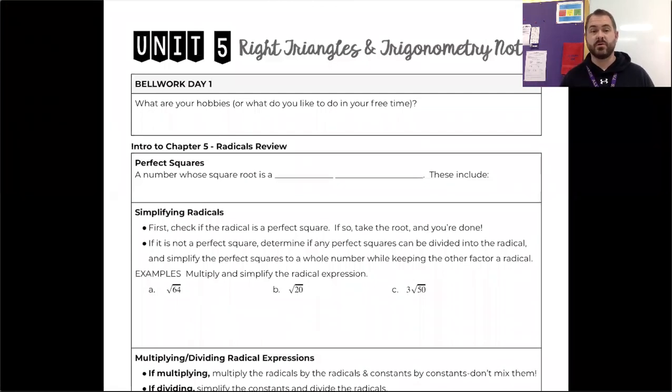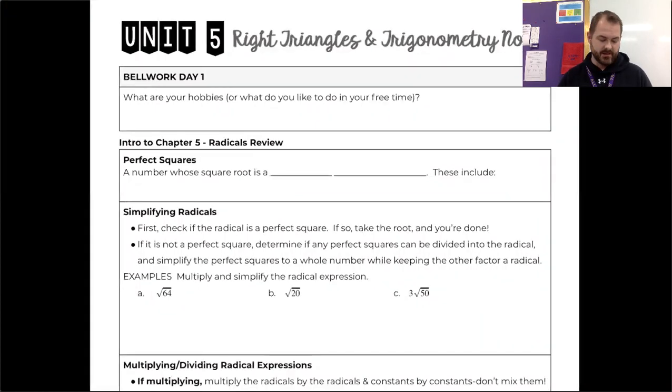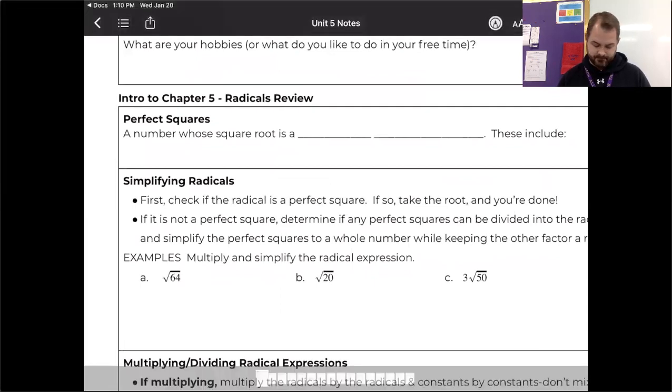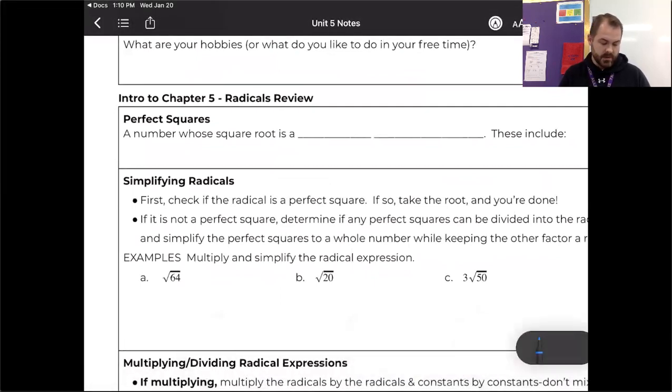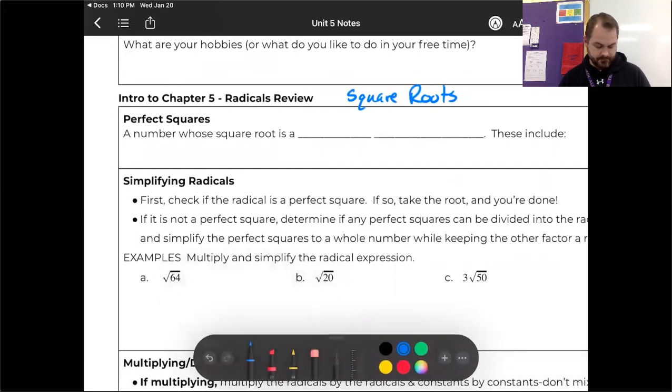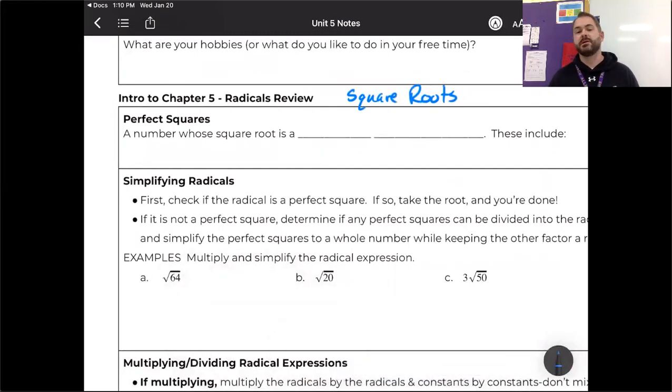But for this first short video, we're going to do a review of radicals or square roots. When we talk about radicals, we're just referring to the square root of something, okay? That's all radicals are, square roots. And so first we want to talk about the concept of what a perfect square is.